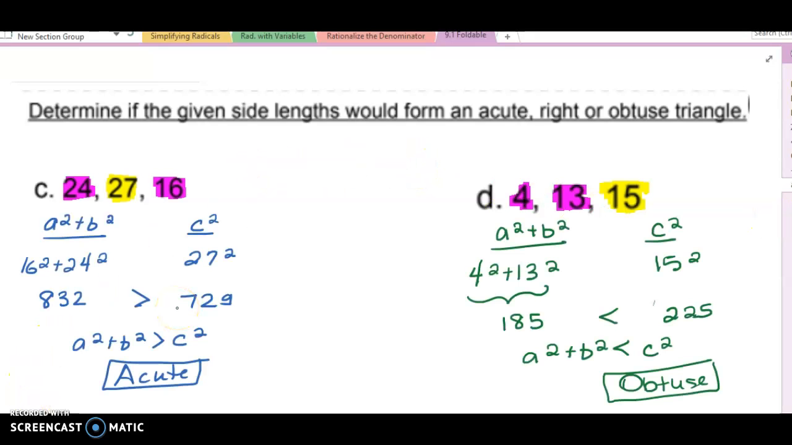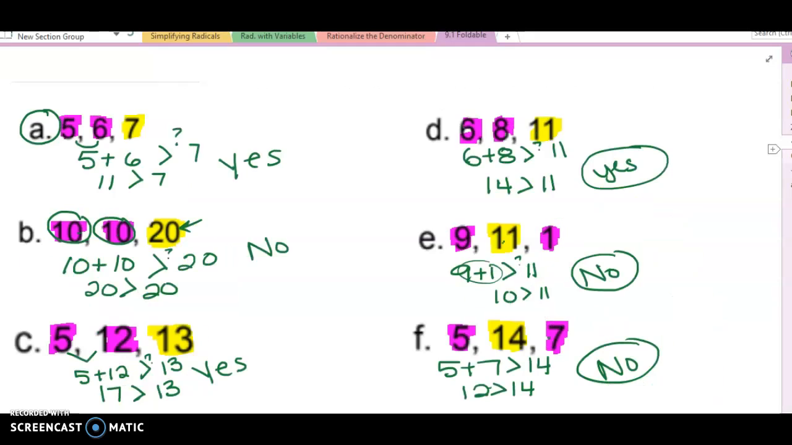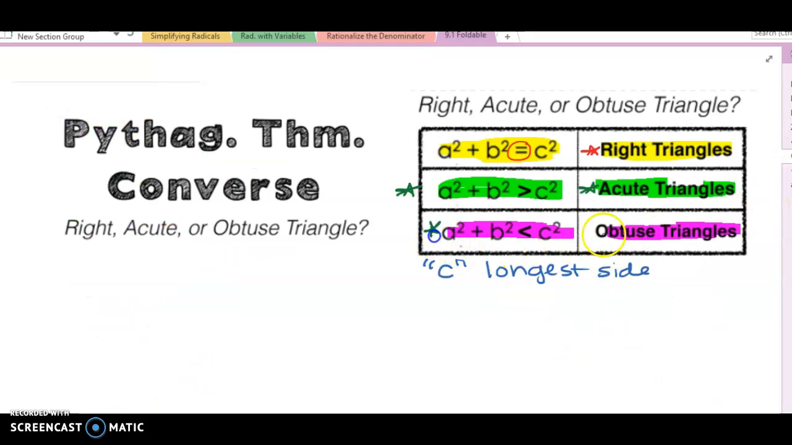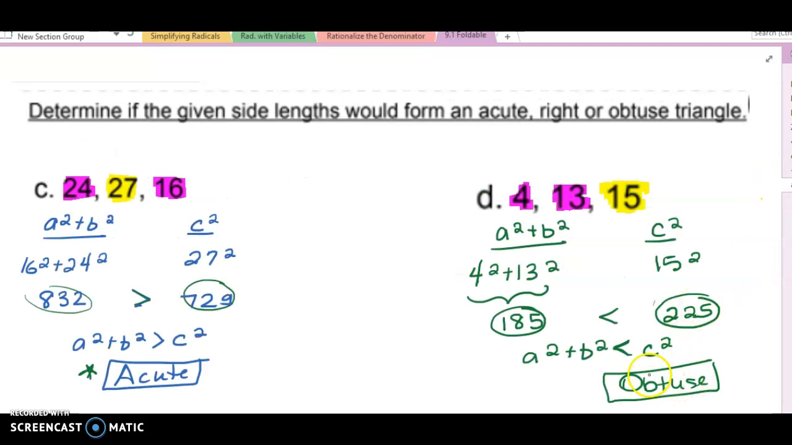All right, so on C, when I do 16 squared plus 24 squared, I get 832. And then when I do 27 squared, I get 729. So my a squared plus b squared is bigger than 729, and therefore I have an acute triangle. And on D, my a squared plus b squared is 4 squared plus 13 squared. I put that in my calculator, I get 185. And then my c squared is 225. And my a squared plus my b squared, therefore, is less than my c squared. So if I go back and look at this chart here, that tells me it is obtuse. So part D is obtuse.